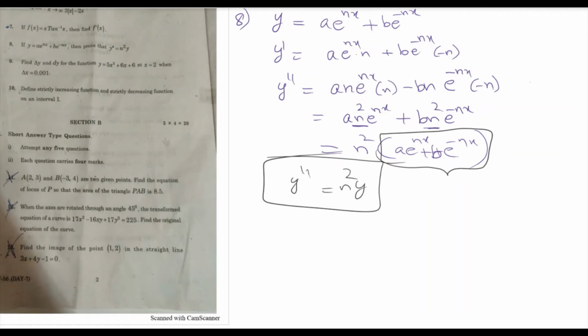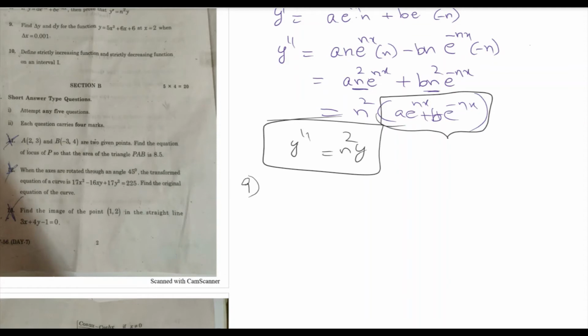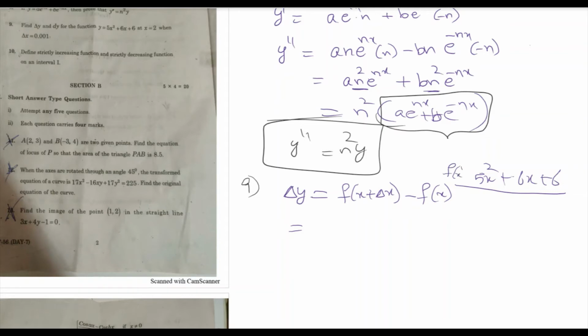Next, ninth question. In the ninth question, we need to find delta y and dy. The formula for delta y is delta y equals f of x plus delta x minus f of x. The given function is 5x square plus 6x plus 6. So this is my f of x here. f of x equals this one.